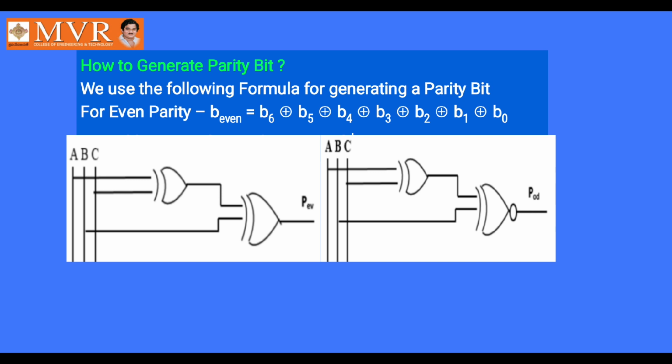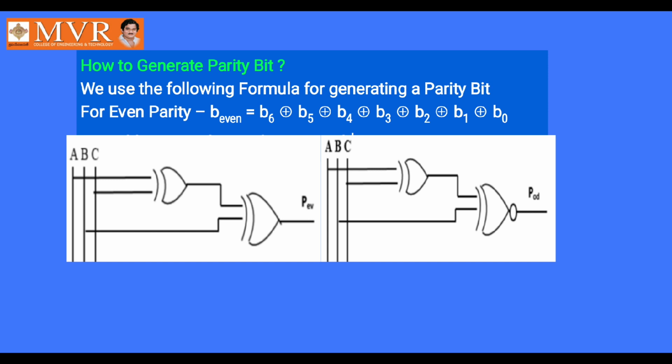Or else, sir, why should we go for this extra circuit? Even with the even parity circuit itself, by putting a NOT symbol, you will get the inverse of the input or output value, whatever it is. So if you put a NOT symbol at the output of the P even, then automatically P odd will be generated. Like that also you can generate the P odd bit. So this is the simplest circuit that you are going to use for even parity and odd parity methods.